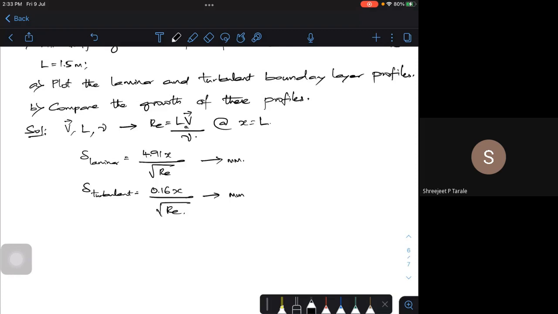So here I can see for laminar it is 4.91x by square root of RE, and for turbulent 0.16 into x divided by square root of RE. This is what I have. Now, how are you going to plot it? This is just the delta that I am going to get, but I need to divide into length.